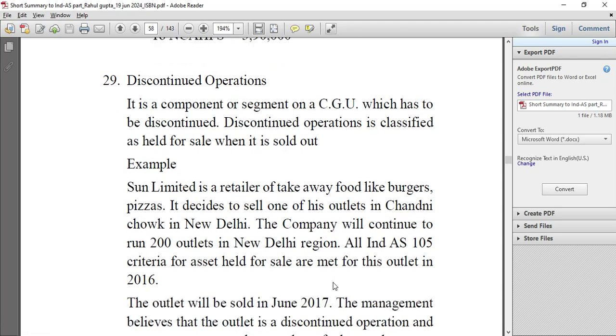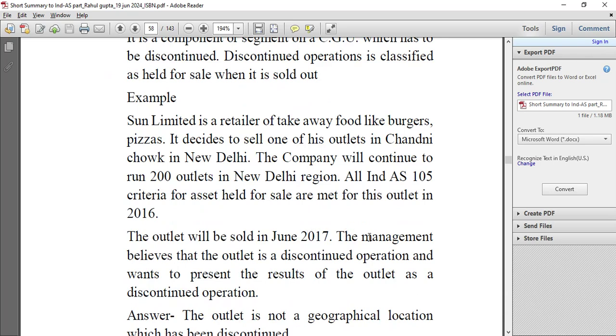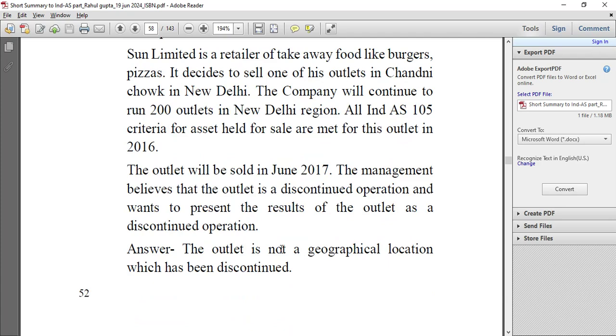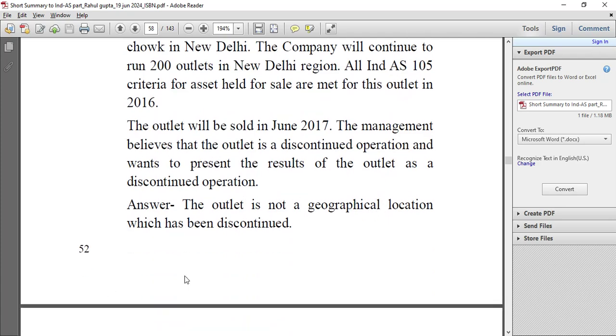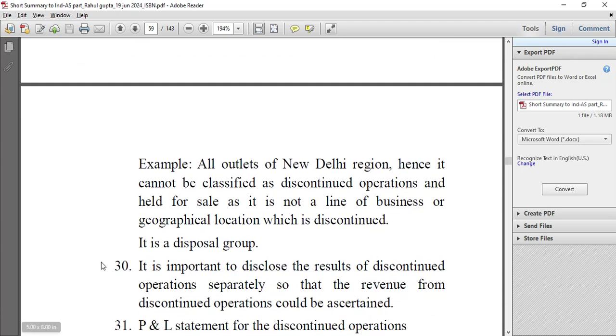All Ind AS 105 criteria for asset held for sale are met for this outlet in 2016. The outlet will be sold in June 2017. The management believes that the outlet is a discontinued operation and wants to present the results of the outlet as a discontinued operation. The outlet is not a geographical location which has been discontinued. Had all outlets of New Delhi region been sold out, hence closed, then it would have been classified as discontinued operations and held for sale, as it is a line of business or a geographical location which is discontinued. Here it is not a disposal group.